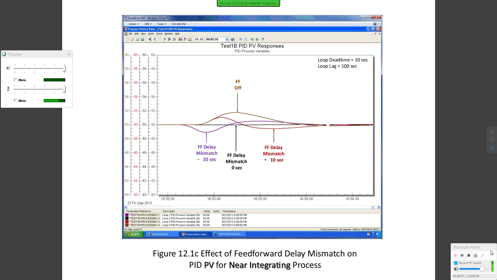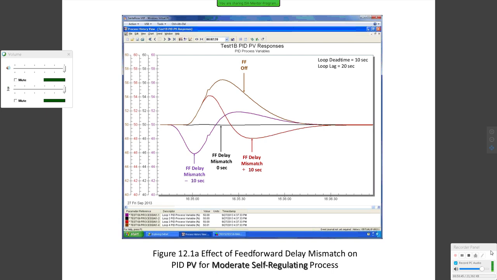Now, if we're looking at near integrating processes, and by near integrating, I mean a process that has a very large time constant compared to the dead time. In this case, as seen here, the loop lag is 100 seconds versus the loop dead time of 10 seconds. And again, brown is if we had no feed forward. Purple is if the delay mismatch was minus 10 seconds, and then if there was no mismatch, perfect dynamic compensation, we got the black, and then the red if we had the delay set too large and it arrived too late. You can see it again creates some oscillation, but maybe that's better than no feed forward.